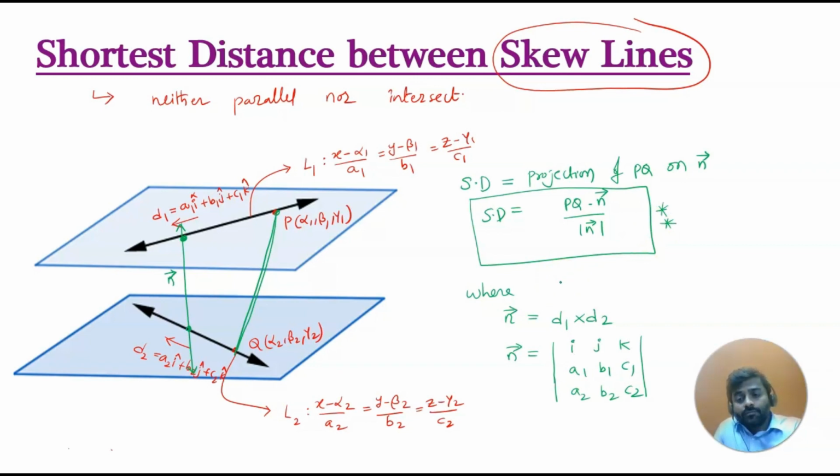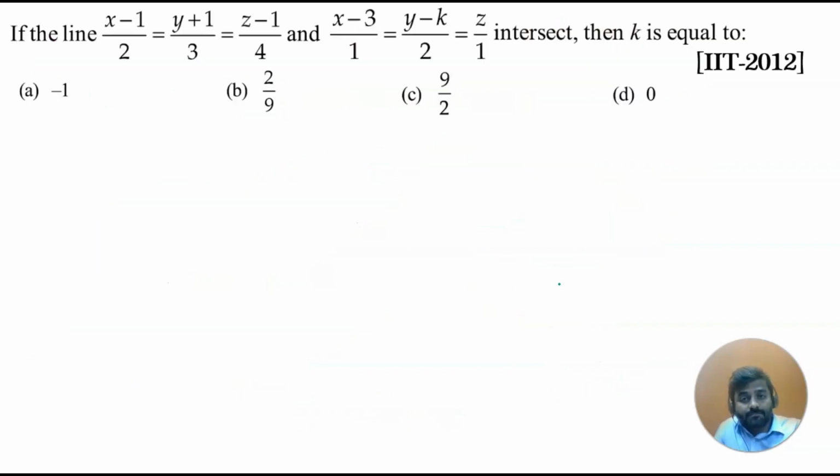Now, how to apply this formula in examination? So let us see. I have a question here which was asked in the IIT exam, so we can solve this question. In front of your screen you are seeing this question. They have given two lines and these lines intersect. Then what is the value of k asked here? Take this as L1 and this as L2.